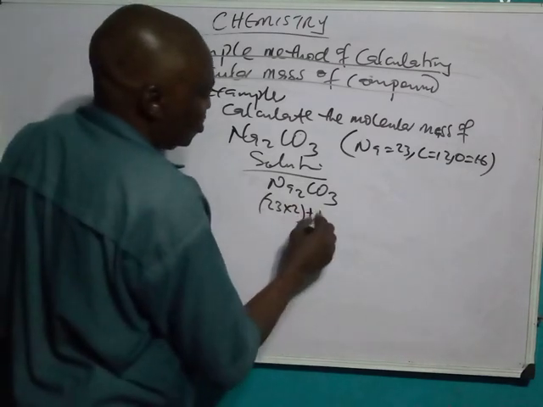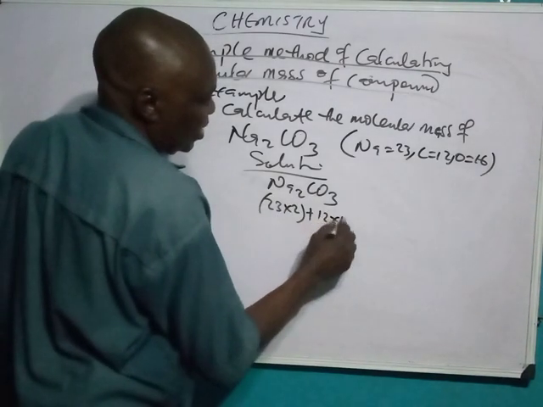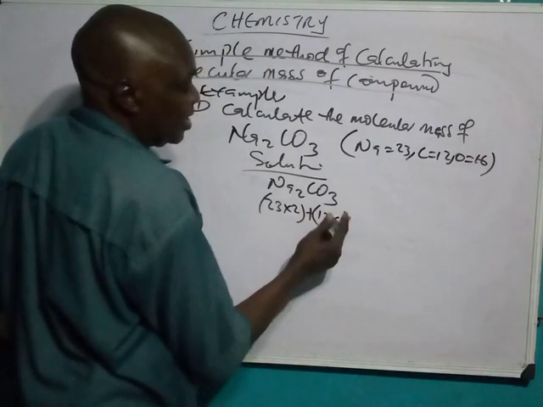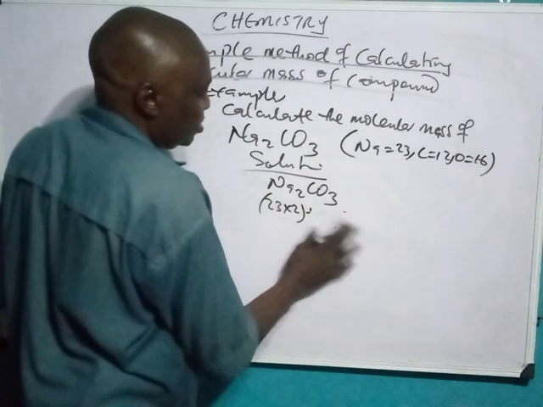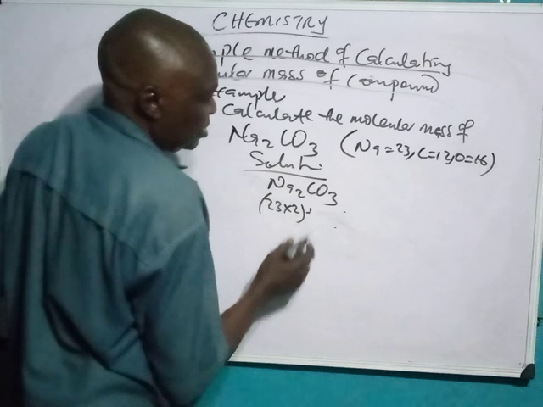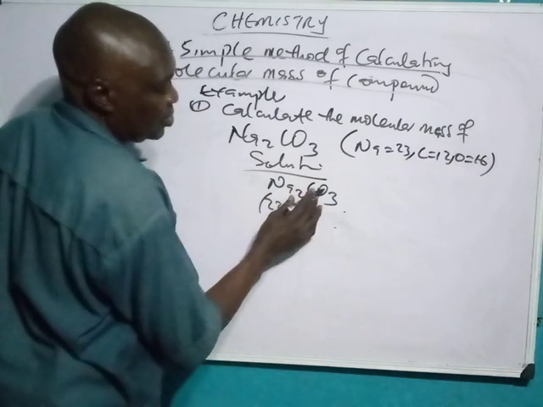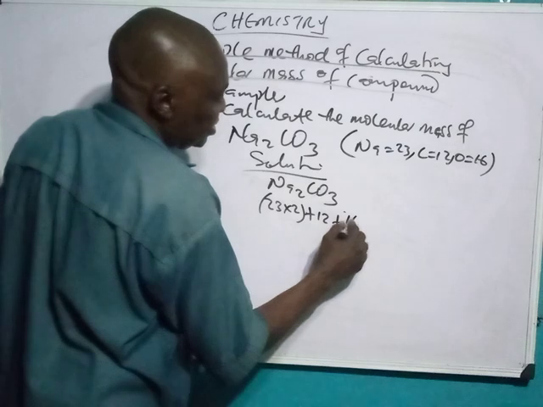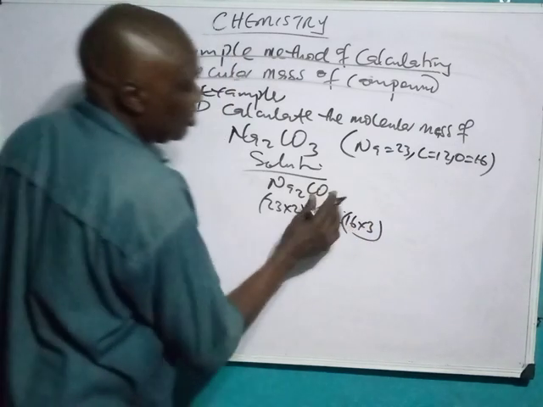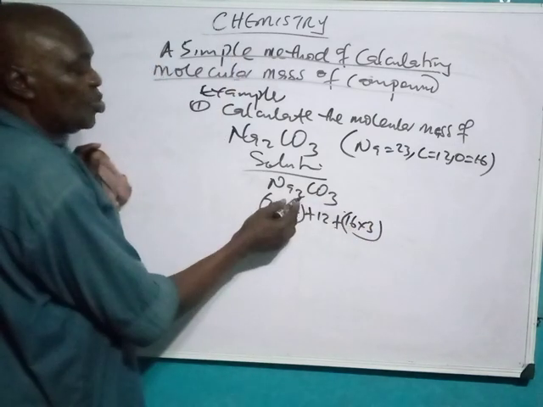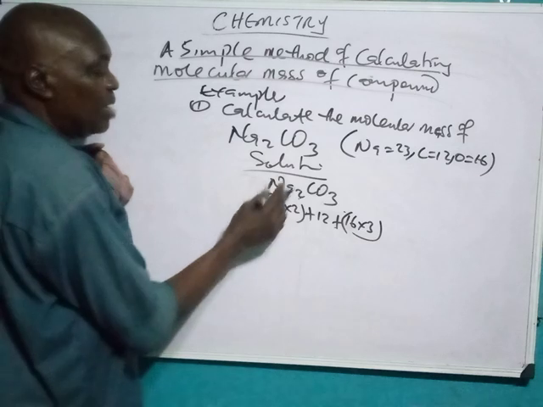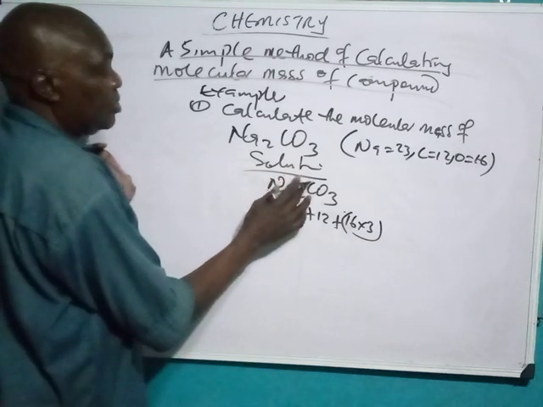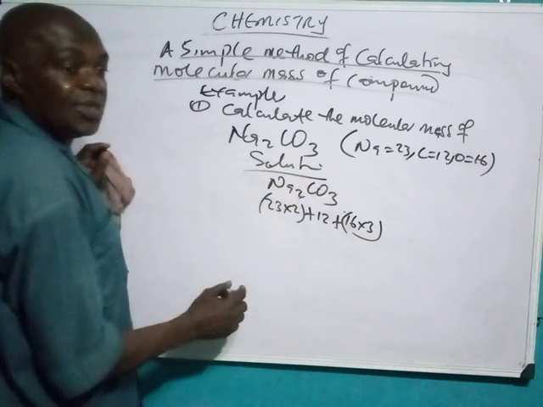The first one would have been multiplied, but it's all 1. Times 2 plus 12. There is 1 here, times 1 if you like, but usually 12 times 1 is 12, so no need, because it's only 1 that you have here. Carbon is 1. No need to multiply by 1. You just say plus 12 plus 16 times 3, because it's more than 1. Remember, between the elements, you put an addition sign.